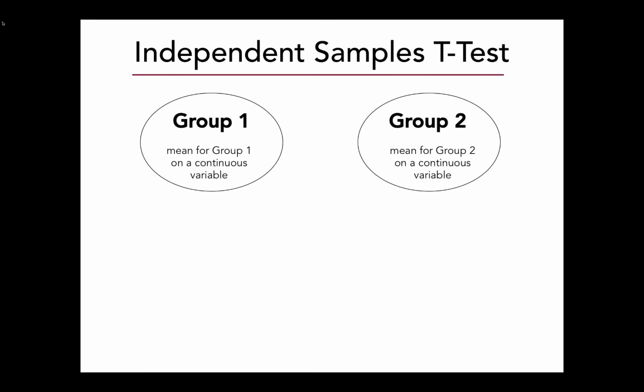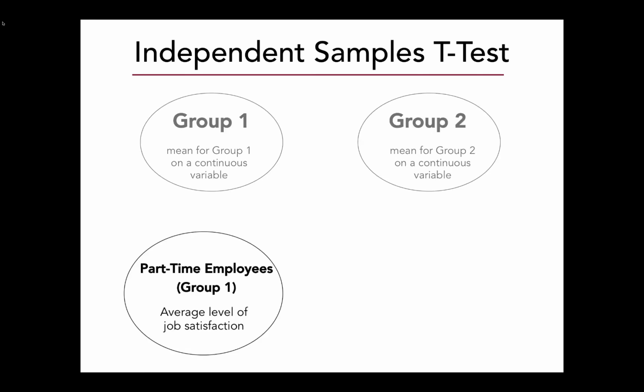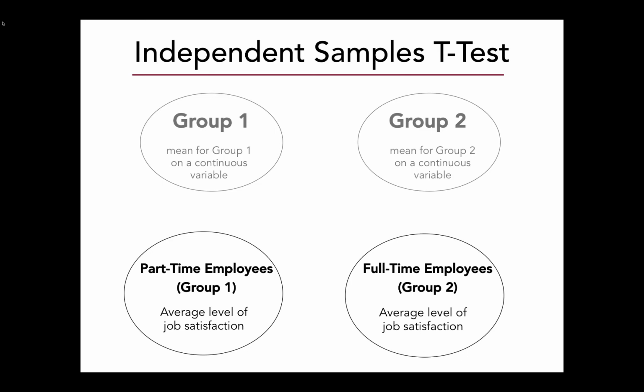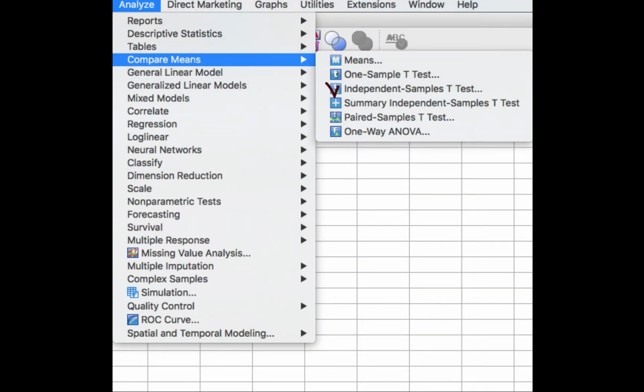A t-test is ideal when you want to compare the mean value on a continuous variable between two different groups. Here, we're comparing the mean level of job satisfaction for part-time employees, members of one group, with the mean level of job satisfaction for full-time employees, a second group. We want to perform an independent samples t-test as opposed to something called a paired samples t-test, because the two groups are completely independent of one another. Someone who is a full-time employee can't also be a part-time employee at the same company.